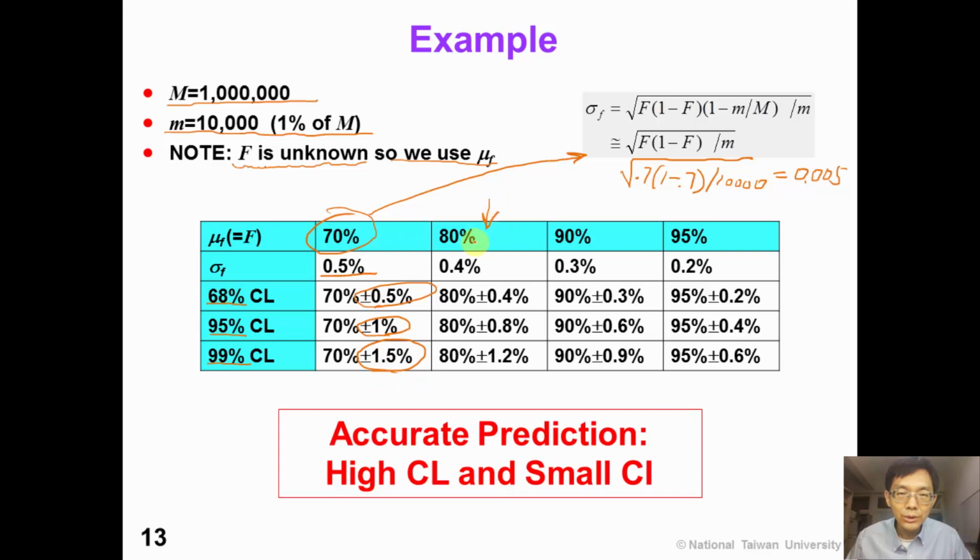Similarly, this column shows the case where the fault coverage is 80%, 90%, and 95%. We can see that sigma F decreases as the fault coverage increases. This is quite intuitive because when the fault simulation result is good, we have more confidence. So in conclusion, from this table, we can see that an accurate prediction means that our confidence level is high and the confidence interval is small.